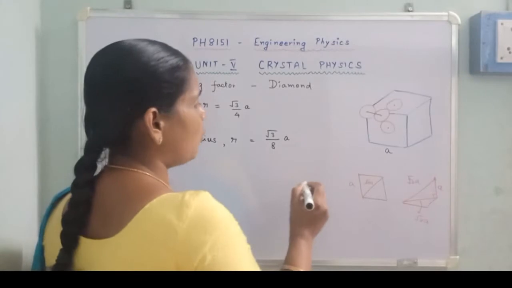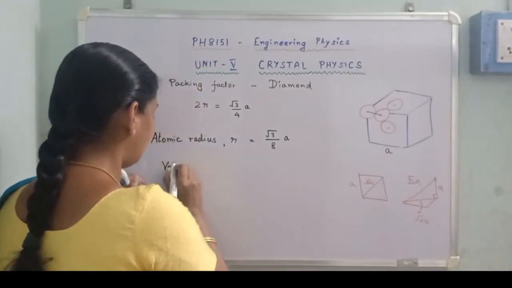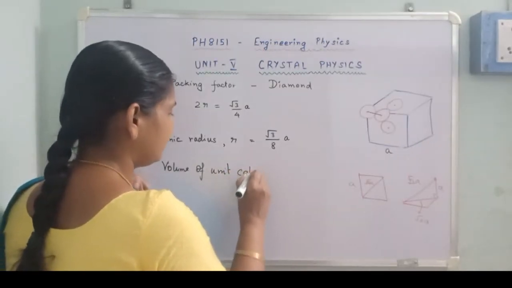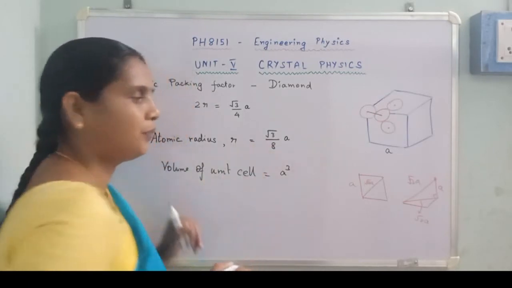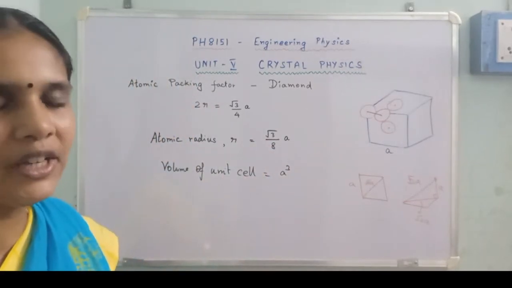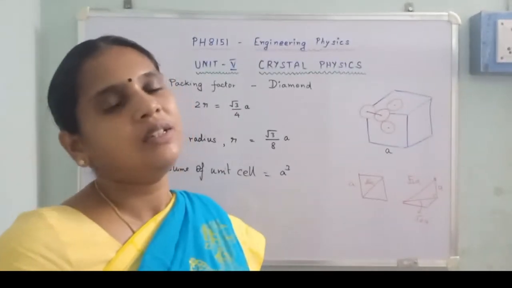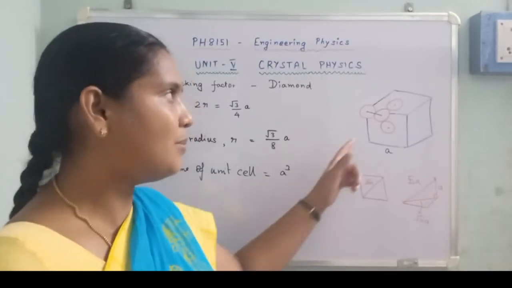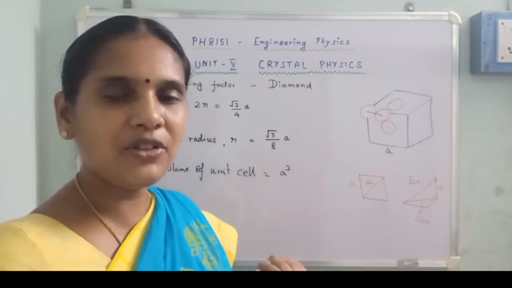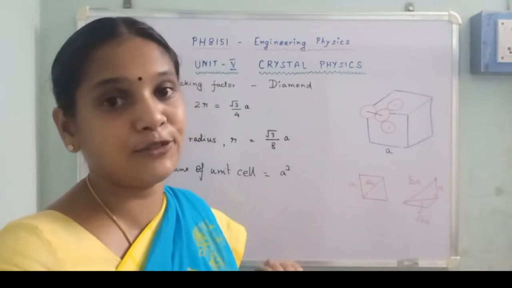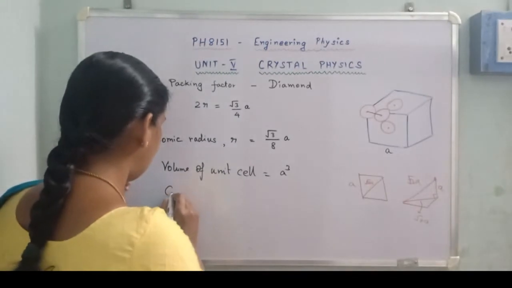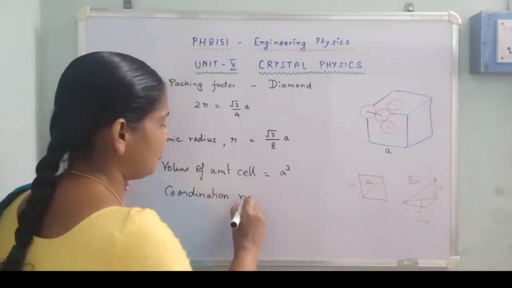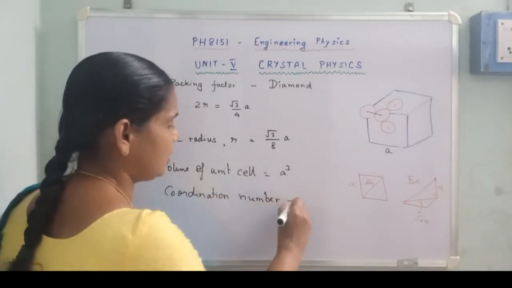The unit cell volume, the unit cell will be a cube. What is the coordination number? Coordination number is the number of nearest neighbor atoms. As can be seen, since carbon is sp3 hybridized, the coordination number in case of diamond is 4. So the coordination number, that is the number of nearest neighbor atoms, is 4.